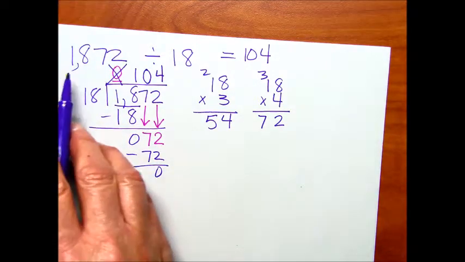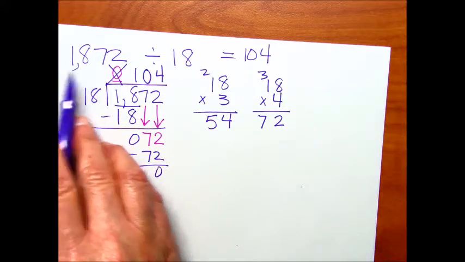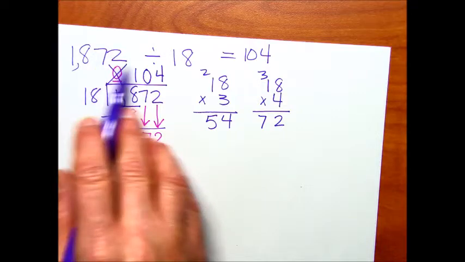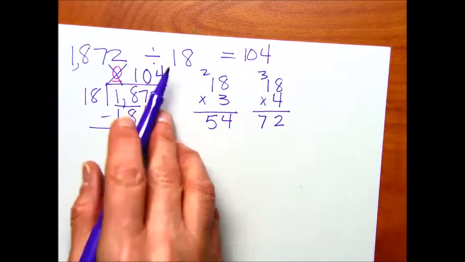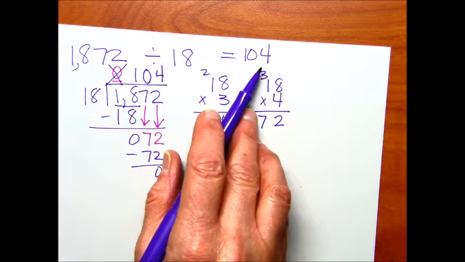Okay, so say you had, I don't know, boxes. This was the number of boxes, and then we wanted to group the boxes, 18 groups of boxes. Each group would have this many boxes. Okay?